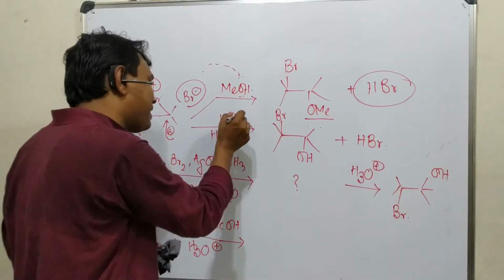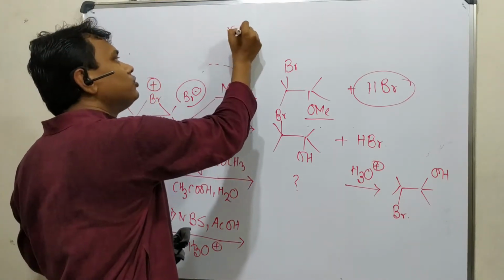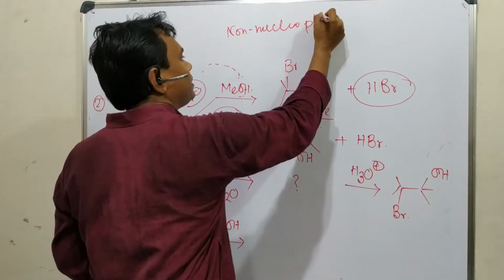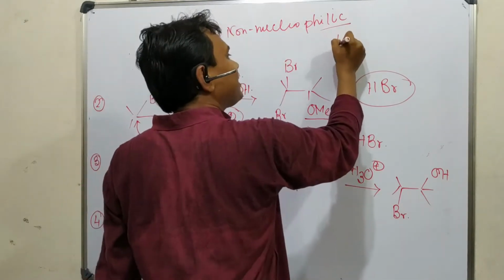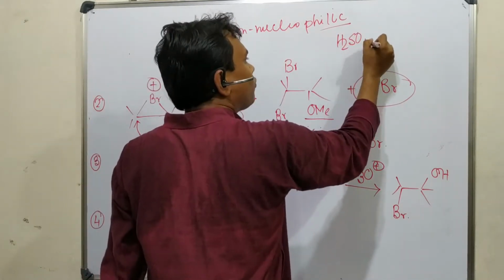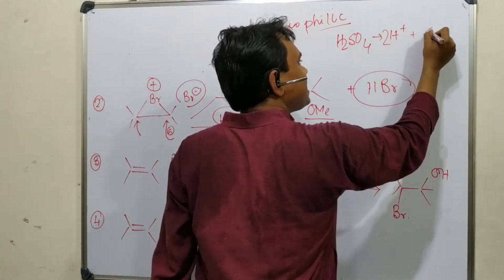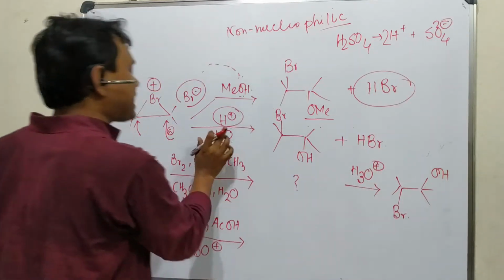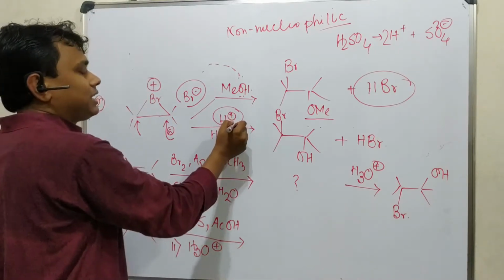Now please keep one factor in mind. When we write H plus, this means the counter anion is non-nucleophilic. What does it mean? For example, you can consider sulfuric acid. What does it produce? It produces 2H plus plus SO4 2 minus. This is non-nucleophilic.